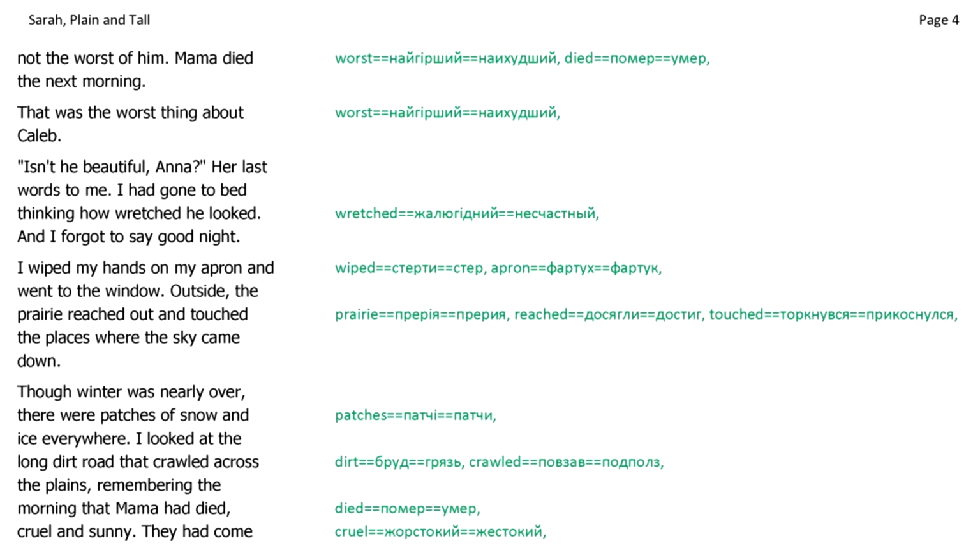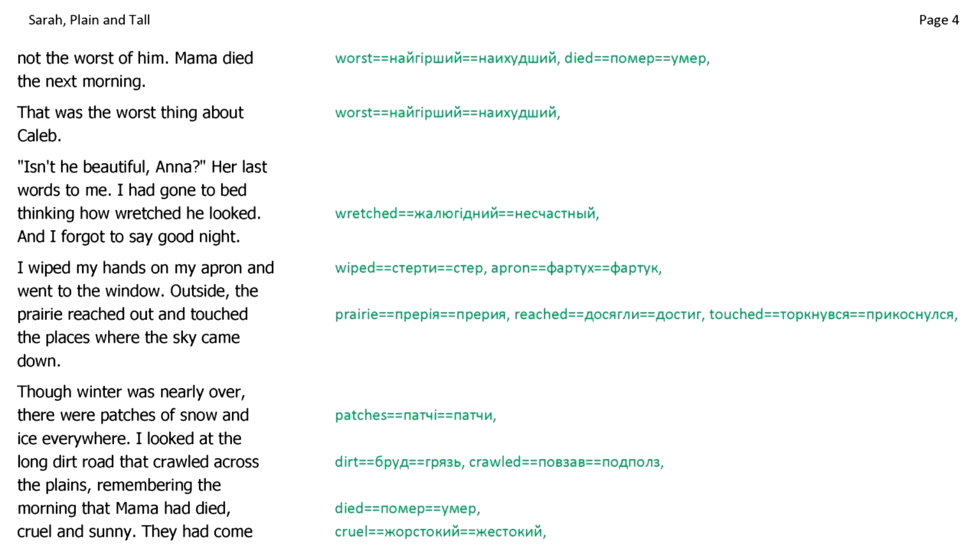Outside, the prairie was reaching out and touched the places where the sky came down. The winter was nearly over. There were patches of snow and ice everywhere. I looked at the long dirt road that crawled across the plains, remembering the morning that Mama had died, cruel and sunny.